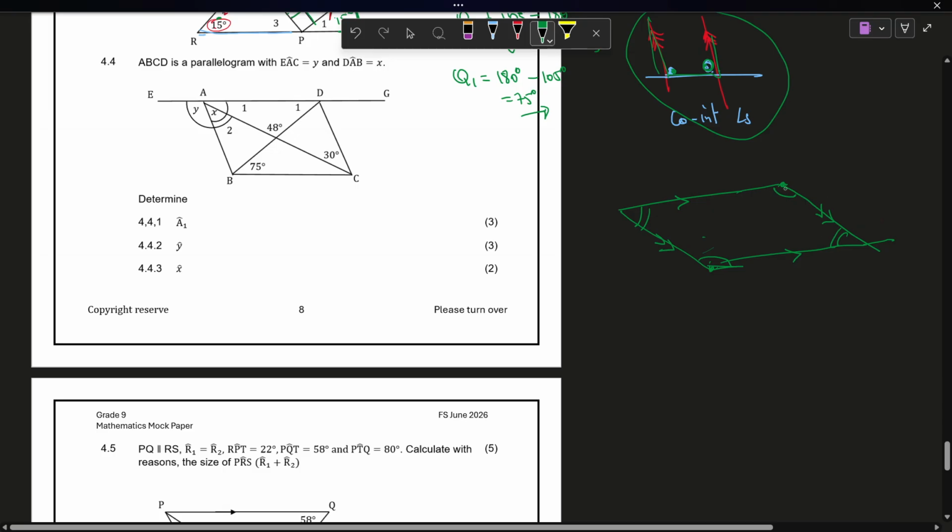And the other property is that the diagonals bisect. So the smaller diagonal bisects the longer diagonal and vice versa, right? Bisect means they cut each other by the middle. So the distance here is equal to this distance, and this distance is equal to this distance. Very important properties.